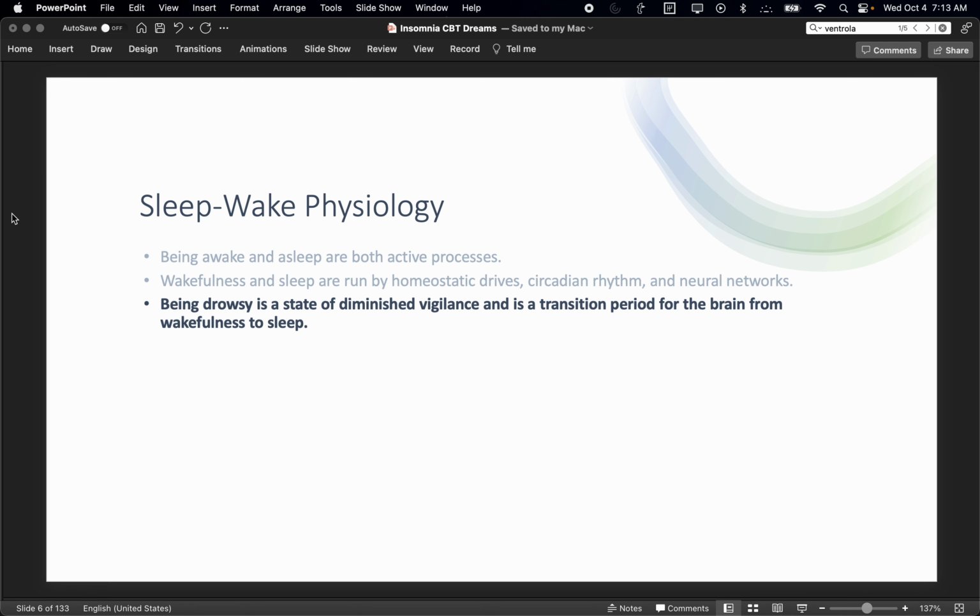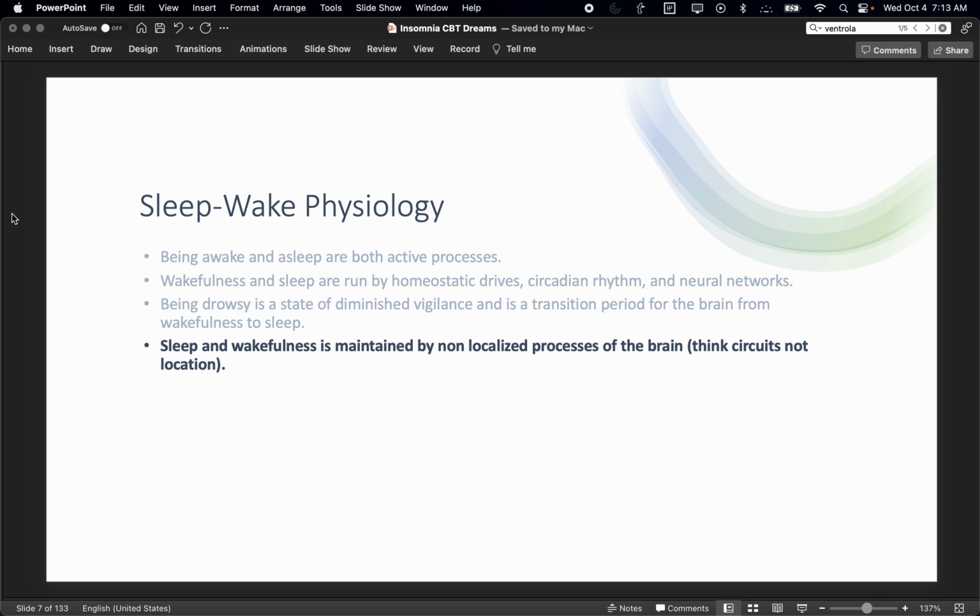Being drowsy is a state of diminished vigilance, so it's used as a concept for a transition period of the brain from wakefulness to sleep. Sleep and wakefulness are maintained by non-localized processes. When it comes to behaviors for organisms, especially people, you need to always think of it as being more like neural network circuits. It's not localized.